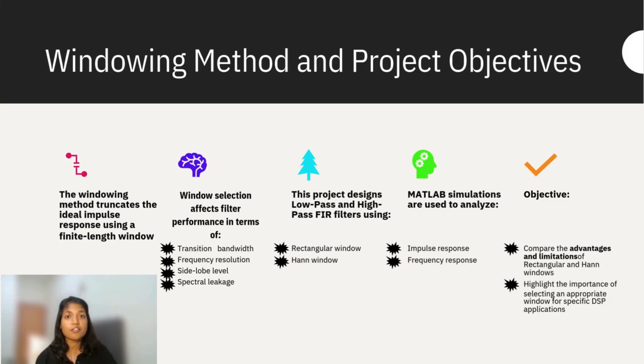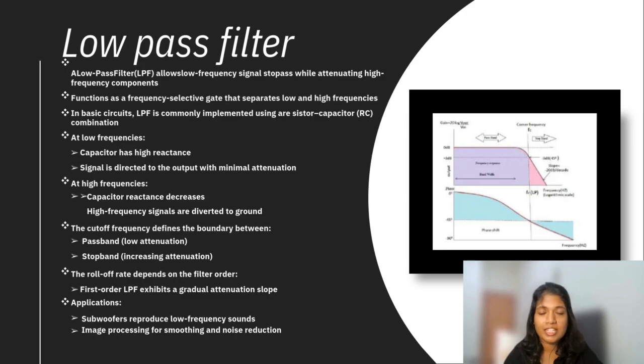The objective of the project is to compare the advantages and the limitations of the rectangular and Hann windows, and also to highlight the importance of selecting an appropriate window function. As we can see on the next slide, it shows the low-pass filter.